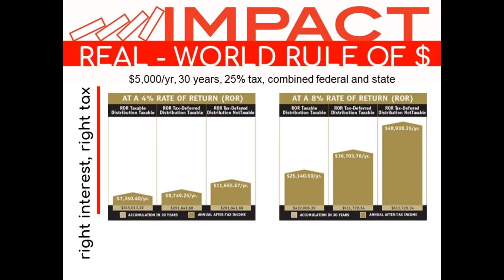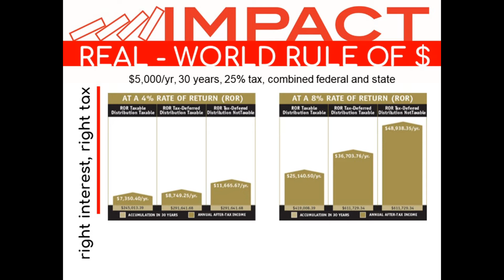In all of these examples, it's $5,000 a year, so just a little bit over $400 a month. $5,000 a year goes into a plan for 30 years, and the tax rate that we're assuming here, combined federal and state, is 25%. So we look at this first one. If someone was to do $5,000 a year at 4% for 30 years, and their rate of return, all the way to the left, where it says rate of return taxable, distribution taxable, $5,000 a year at 4% grows to be $245,000.